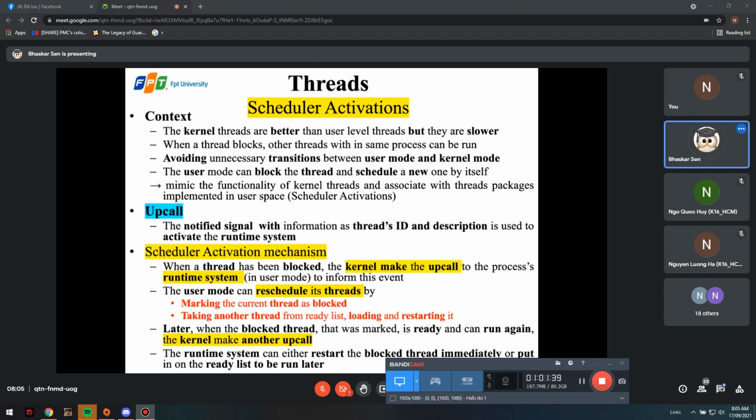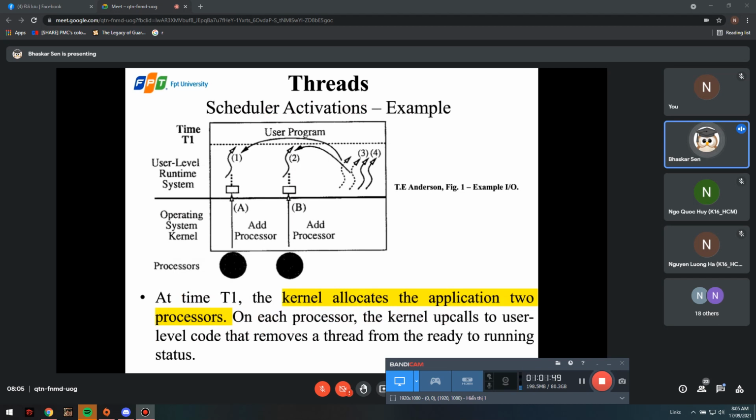So when they give the upcall, as you can see right here. Now, in the subsequent slides, they are trying to explain through an example how it happens. Of course, in this example, they have used two CPUs. These two CPUs, how they are getting transferred. Okay, so that is what it all comes down to.